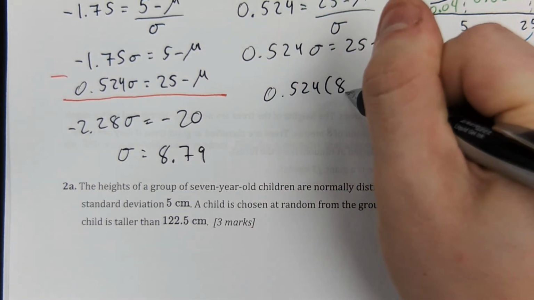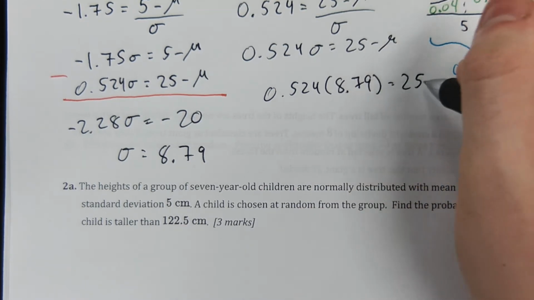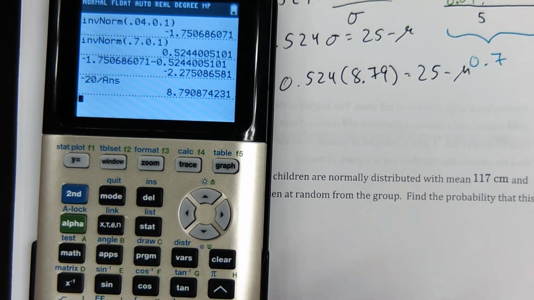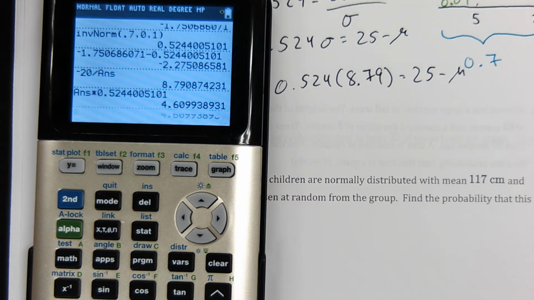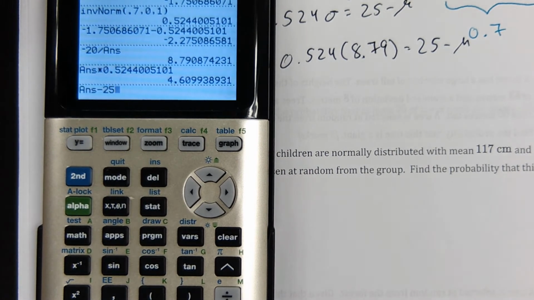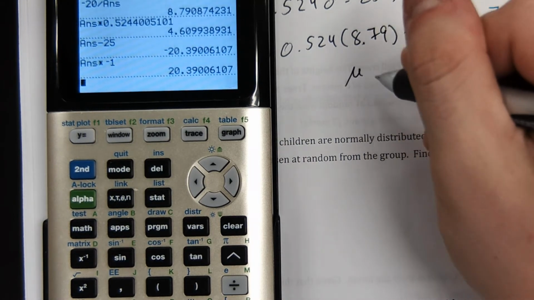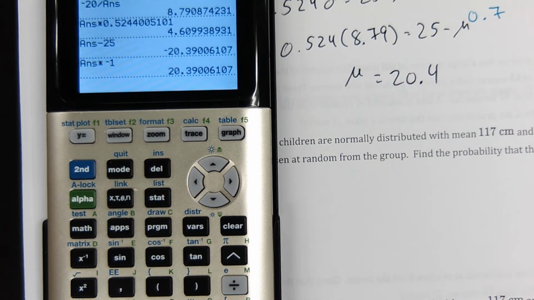0.524 times the number we just found. And just getting mu by itself. So take that number, multiply it by the 0.524 that we had on the screen. Subtract the 25. And then multiply by negative 1. 20.4. There it is.